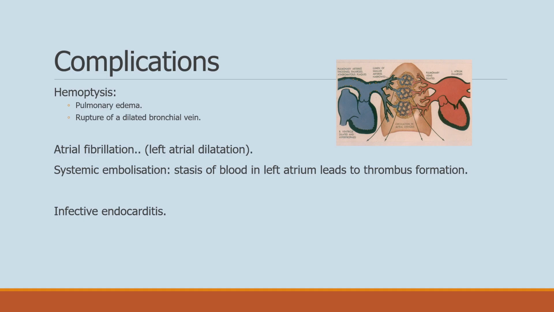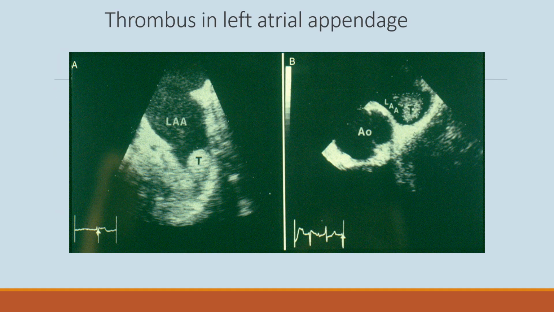So let's look at atrial fibrillation. The site which is most favored for thrombus to occur is the left atrial appendage, which is a protrusion from the left atrium. And because it is sort of a dead end, stasis of blood occurs in this appendage and thrombus may be present there. This is the most important site for thrombus formation in the left atrium.